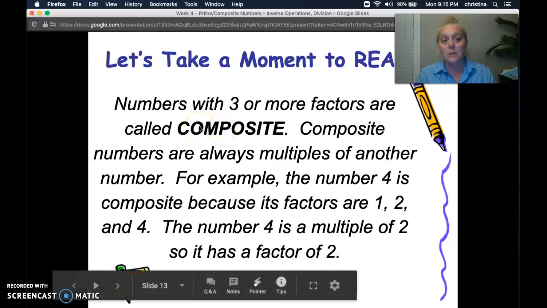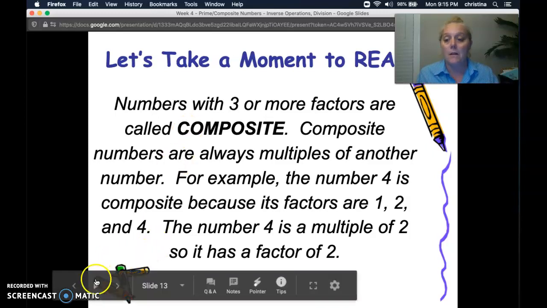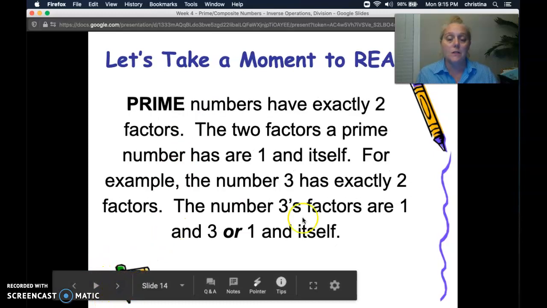So the number 32, let's think about that number. It had 1 times 32, it had 2 times 16, and it also had 8 times 4 or 4 times 8. So that means that 32 has 6 factors. So it meets the criteria for a composite number. All right, so let's go on to the next description.